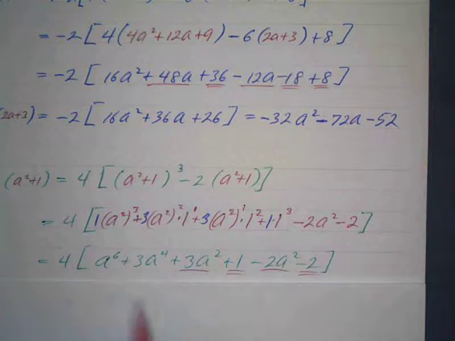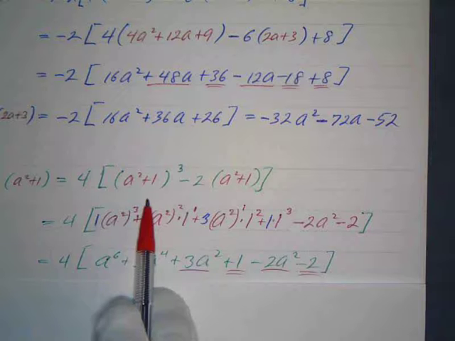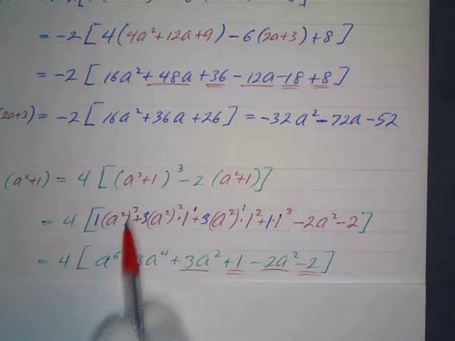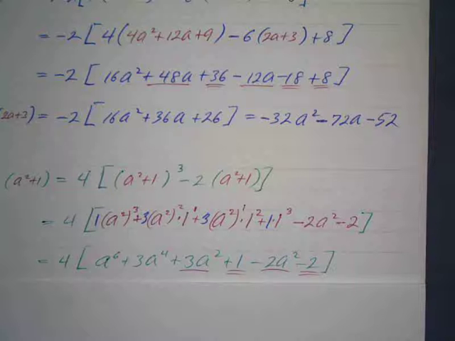So check that out. Now, if you don't remember your binomial expansion, you're going to have trouble here because we've got to expand that out. That's like a plus b cubed, except in this case the a is a squared and the b is 1. So go back and review that if you didn't get that.